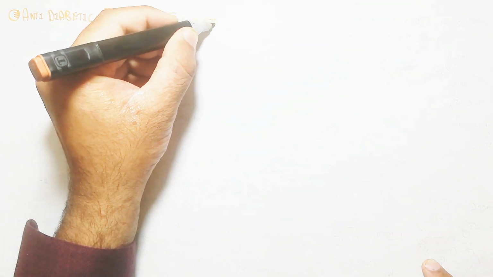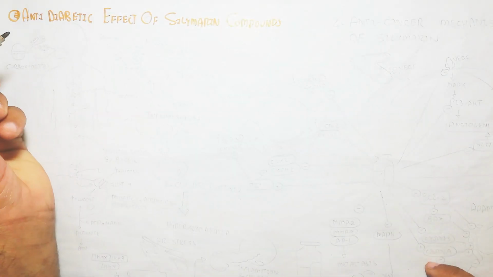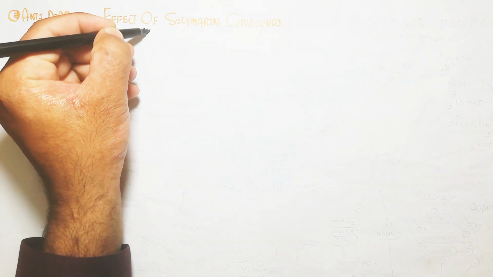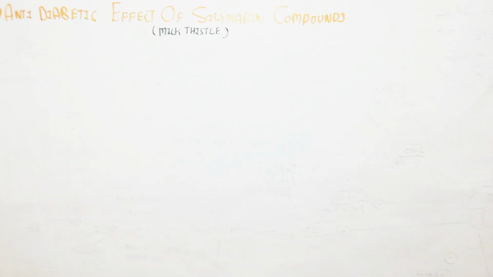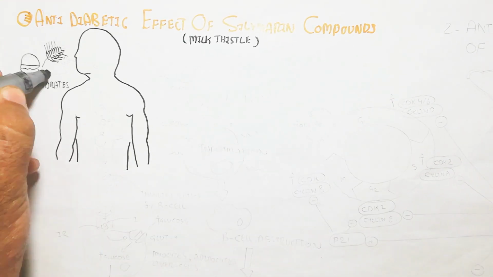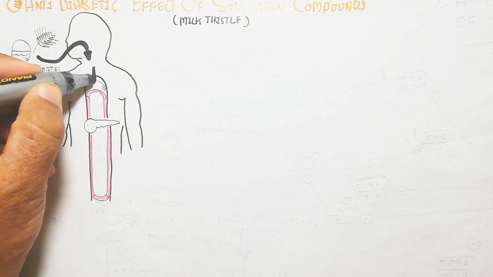So, collectively, we will understand silymarin, how it is anti-diabetic, and let's understand all of those things. Remember, this is milk thistle, the plant which contains this compound.